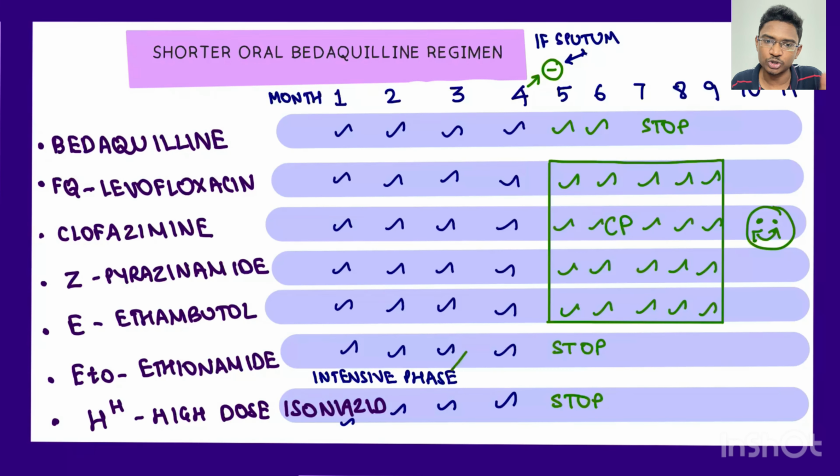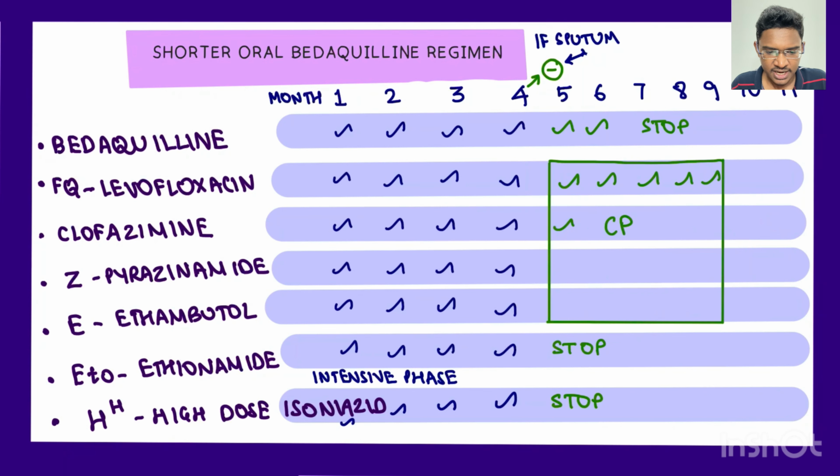So better stop at the 4th month itself. Okay, and then this is the intensive phase. Next comes the continuation phase. The other 4 drugs you can give for the continuation phase of 5 months. The 5-month continuation phase is fixed for this regimen. So the 9-month MDR treatment regimen is completed.